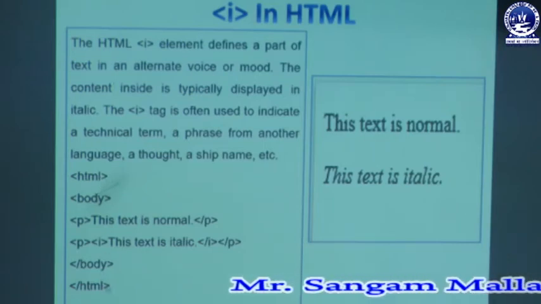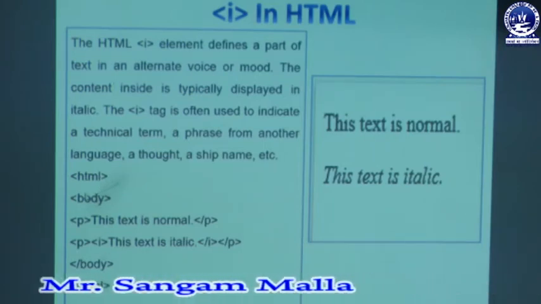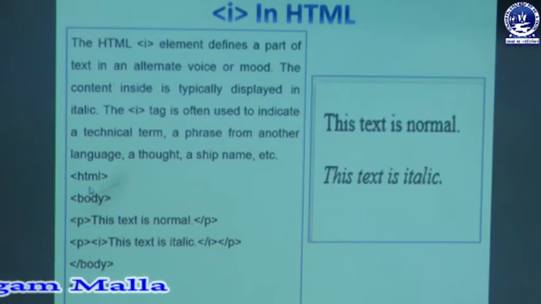So you can see the HTML code over here. The program is written over here. The HTML program starts with HTML and ends with HTML. Now you can see that there are two paragraphs written in the body tag. The first one is a P tag, that means the text is normal, and the second one says "this text is italic". The first paragraph contains the normal text, but in the second paragraph we have written an extra tag, that is the I tag.